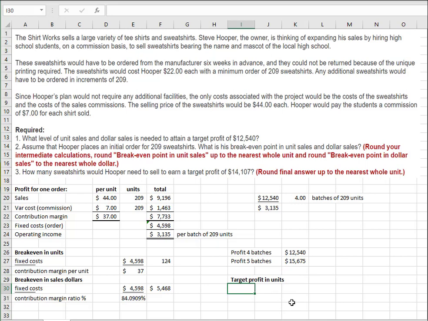So 5 batches. So the fixed cost would be the cost of 5 batches. So this times 5. And we can tell that because the target profit is between the profit of 4 and the profit of 5. And then the contribution margin per unit is the 37. And we want to add the target profit to that fixed cost. And that was 14,107. And so how many units is that? 1,003.